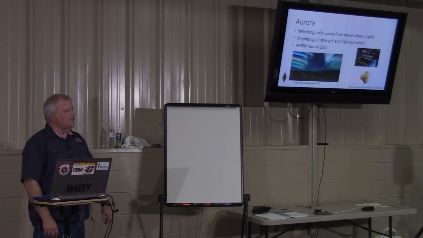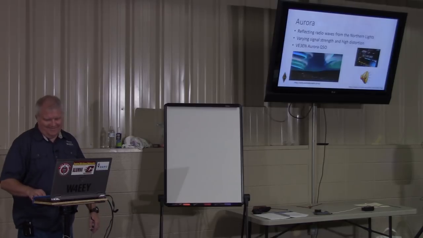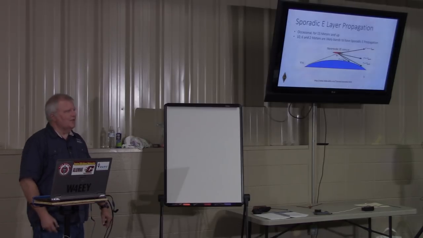73. So that is an auroral contact with single sideband phone on 6 meters. Hams are a crazy bunch.